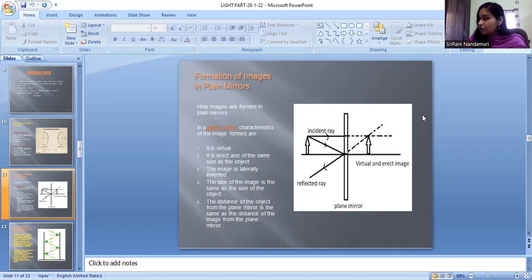And here is one of the most important points: the size of the image appears the same as the object. For example, if you take this one, this is an object, and if you show this in your mirror, the size of the image appears the same as the object in the mirror, right? Here in the plane mirror, the size of the object is always the same in the mirror also. So by now you got three points. Always the image is virtual, always the image is in erect position, and the size of the object is the same.